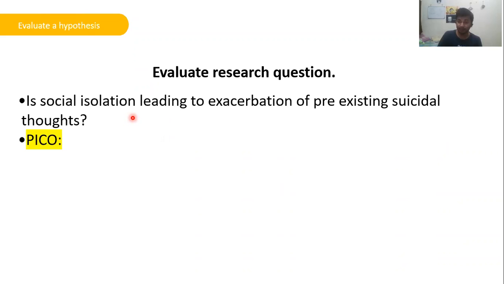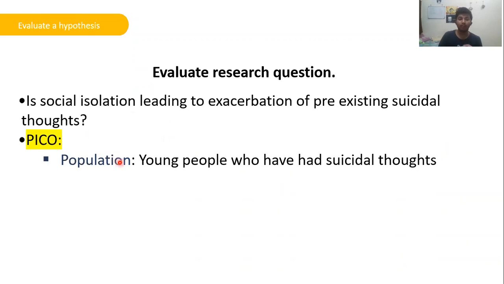So for this we apply the PICO criteria. What was PICO criteria? Population, intervention, control, outcome. So population, on whom will we do it? It is the young people who have suicidal thoughts. We are not doing it on people who did not have suicidal thoughts before the pandemic. This is stated in the research question, in the phrase pre-existing suicidal thoughts, it's already there. So it is fulfilling the population criteria, because from this question I can tell on what people I want to do this research.